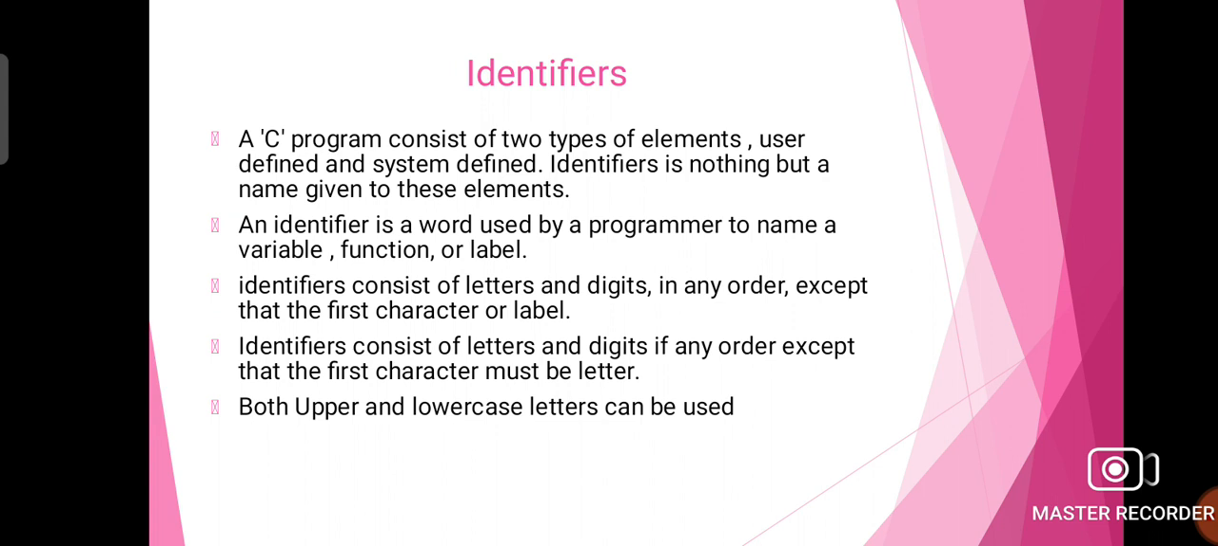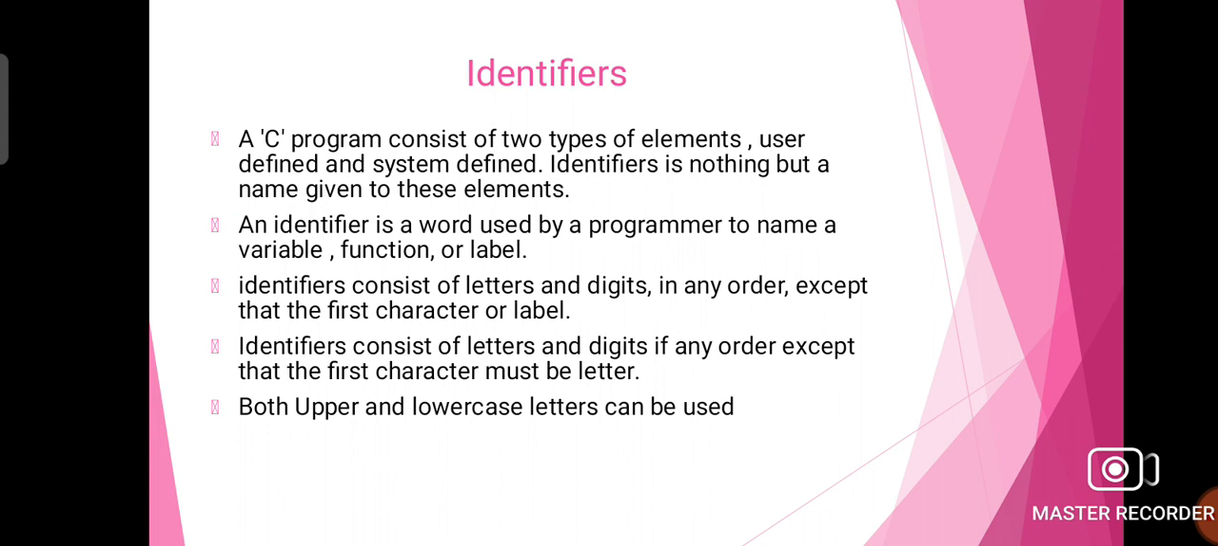Identifiers. In a C program, we will have two types of elements. The first one is user-defined and the second one is system-defined. User-defined elements are commonly called identifiers. An identifier is a word used by the programmer to name a variable, function, or label. So an identifier is the name given by us to a variable, or we can give the name to a function or labels.